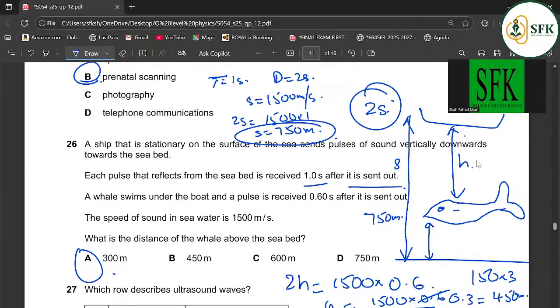So this was 750, 450, sorry. Distance is 300 meters.